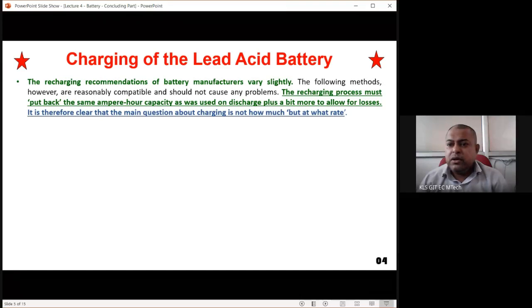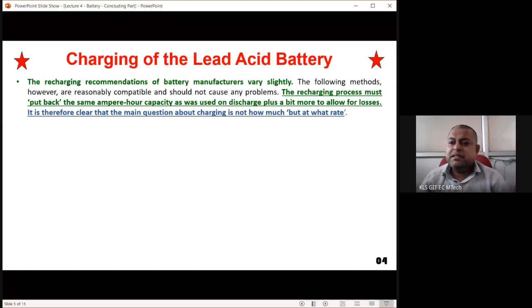And for those who were not there yesterday, short questions can be asked from the lines which are underlined. We are having a quiz of 5 marks in every IA, so you must check all the underlined lines very properly. The recharging process must put back some ampere hour capacity, that means some power, as was used on discharge, plus a bit more to allow for losses.